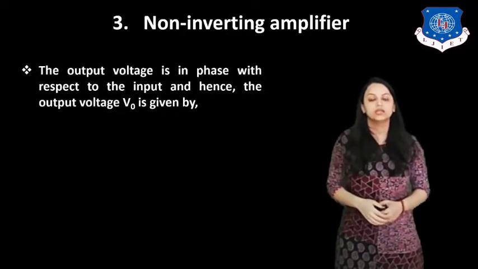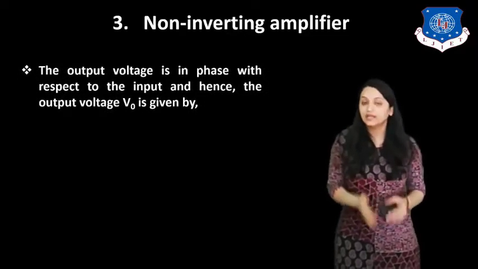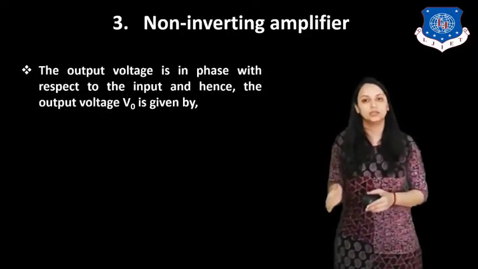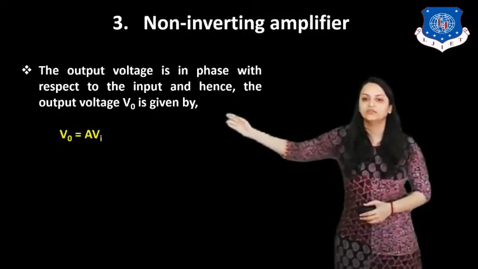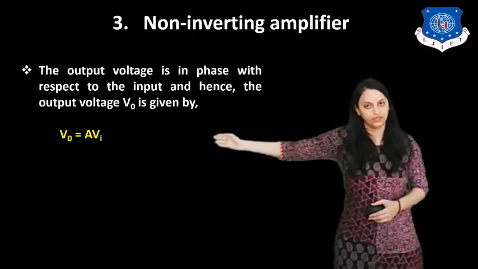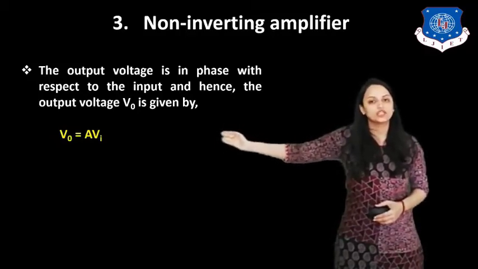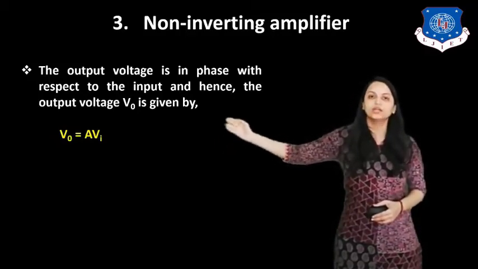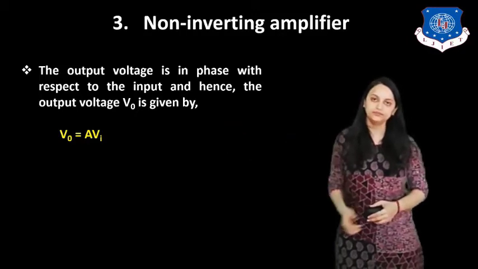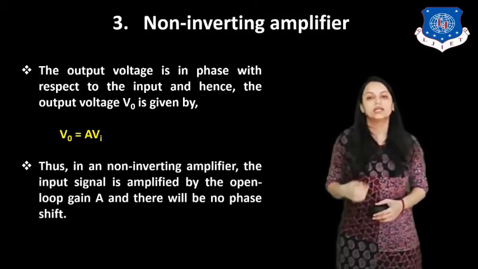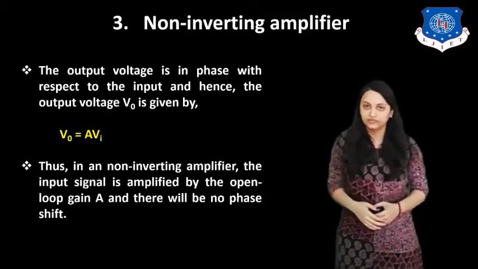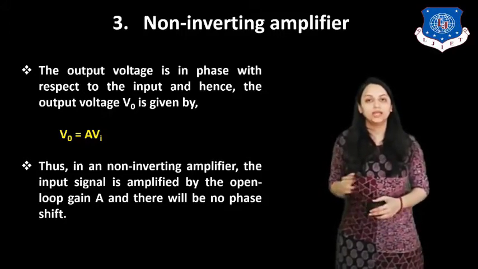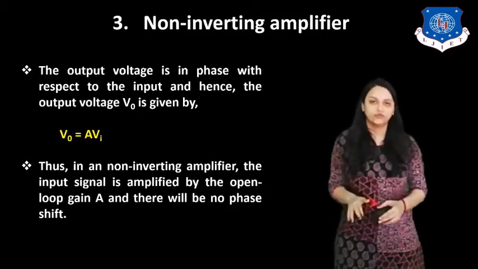So the output voltage is in phase with respect to the input and hence the output voltage VO is given by VO equals A into VI. This is the equation of output voltage for the non-inverting amplifier. Thus, in a non-inverting amplifier, the input signal is amplified by the open loop gain A and there will be no phase shift.